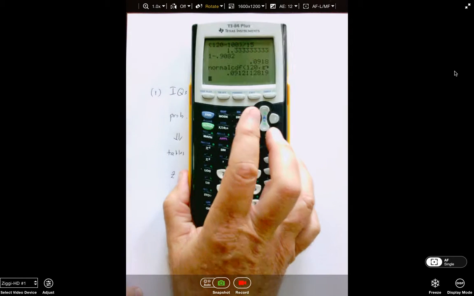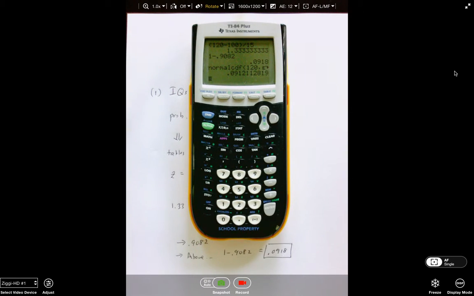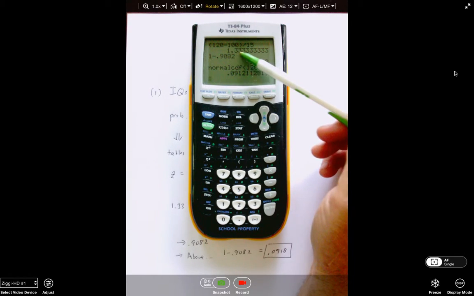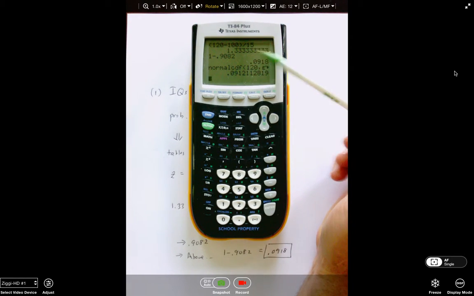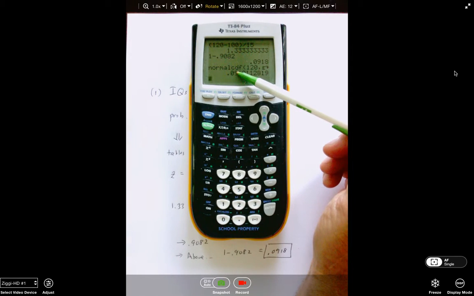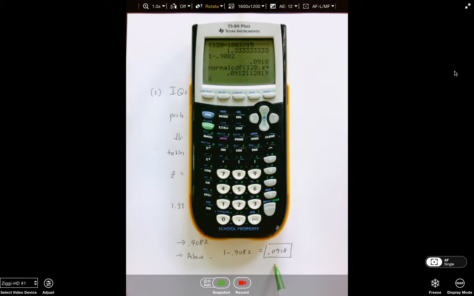Now, the answer is off a little bit. The reason being is this z-score wasn't 1.33. It was 1.33 repeated decimal. But your table rounds everything to the hundredths place, so your probability is going to be off a little bit because it's approximated. This calculator number, the 0.0912, is more precise than the answer that we get right there.